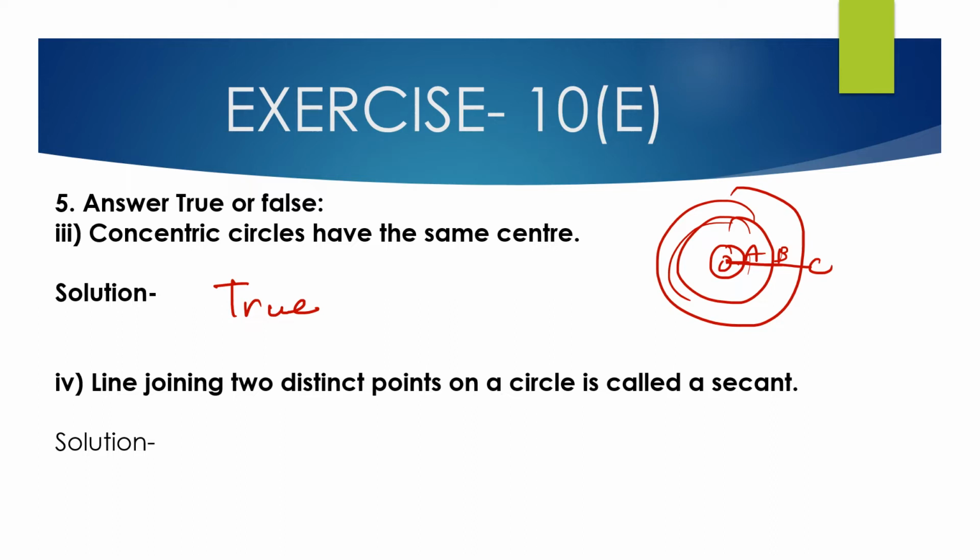Now fourth bit. Line joining two distinct points on a circle is called a secant. This is false. Line joining any two distinct points on a circle is called a chord. So this is false.